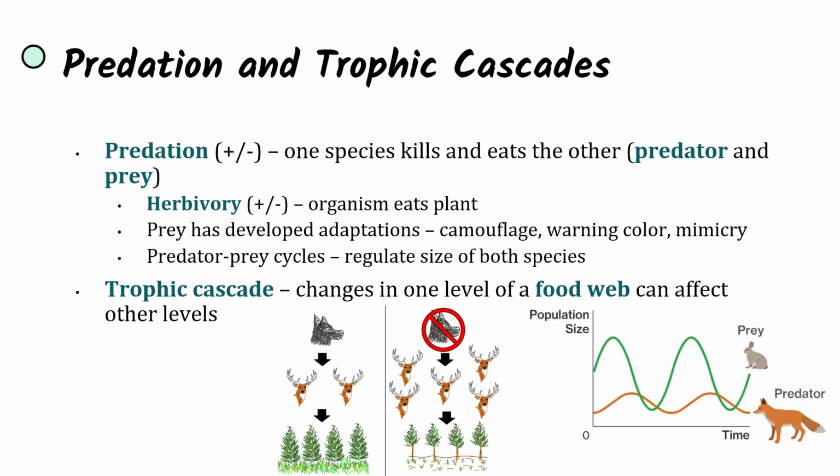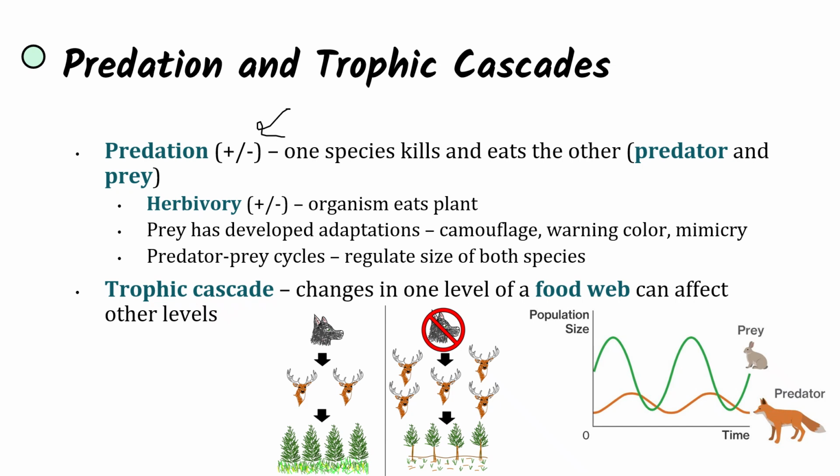Now we're going to discuss predation. And predation is going to be beneficial for one species and detrimental to the other. The predator, the species that kills and eats the other, is going to benefit. It's getting food, while the prey is losing its life. We also see herbivory, which is again beneficial for one, detrimental to the other, where the organism is going to eat a plant rather than another organism.